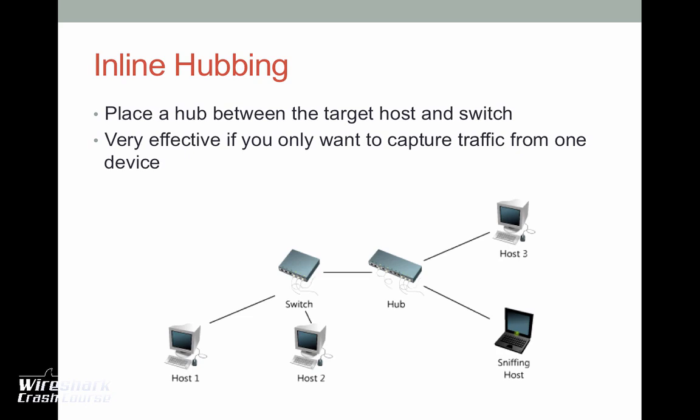Now this method is particularly effective if you want to capture traffic to and from a single host. So in our example, any traffic between host 1 and host 2 would not be received by the hub because the switch knows that host 3 is on a different port and does not need that traffic.